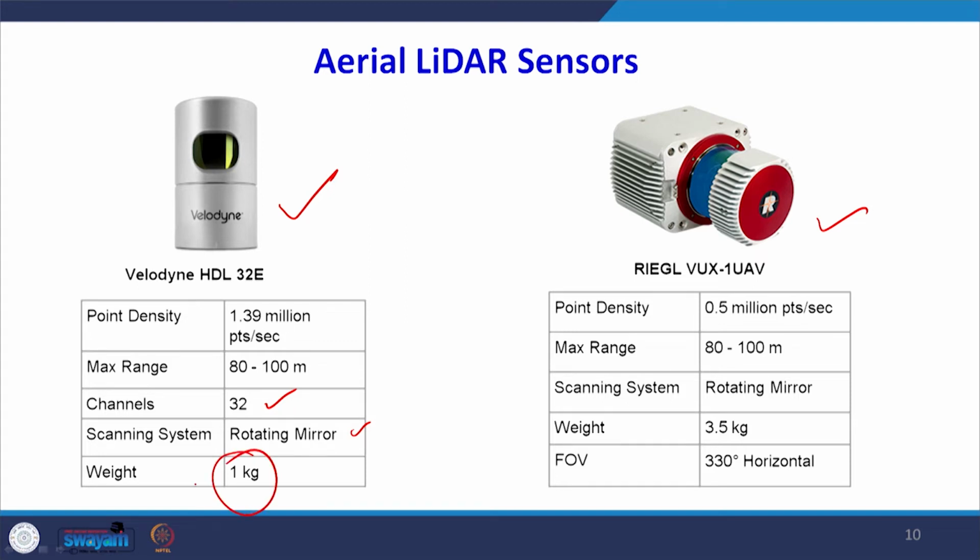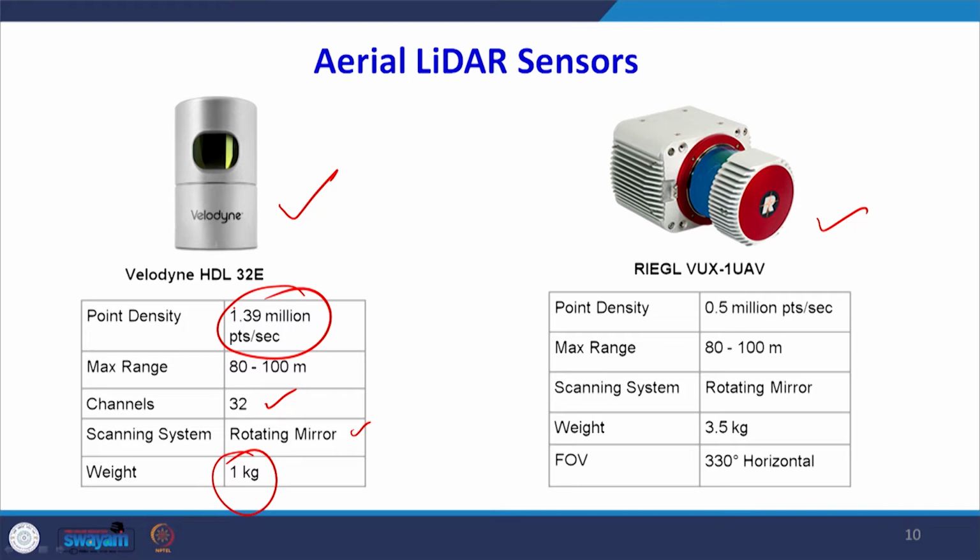Very heavy LiDAR sensors, the drone system for example, cannot carry. So we require a very light system, we require a compact system, and point density is important. It can cover approximately 1.4 million points per second. So you have huge data, what we call big data at the end.